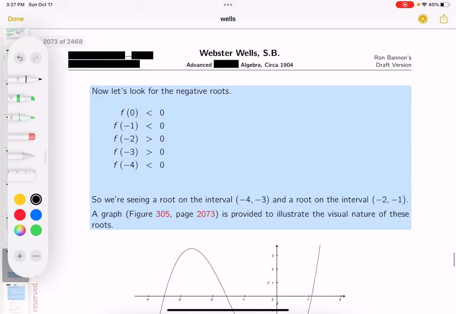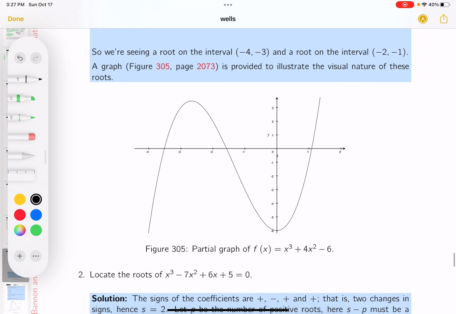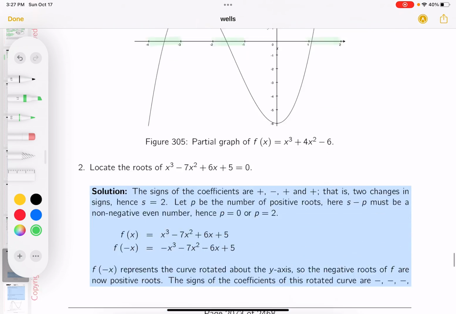And certainly we give you pictures. The reason we give you pictures is we want you to look at the pictures. And all we're doing is bounding the roots through integers. That's all we're doing. So we're going to say between minus 4 and minus 3, between minus 2 and minus 1, and between 1 and 2.